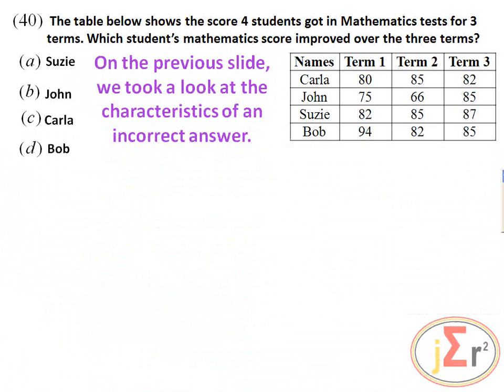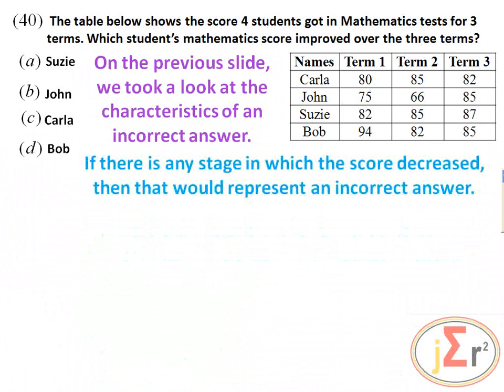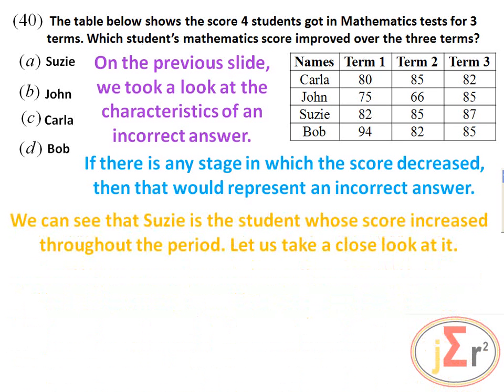On the previous slide, we took a look at the characteristics of an incorrect answer. If there is any stage in which the score decreased, then that would represent an incorrect answer. Is there any stage in which the score decreased? We can see that Susie is the student whose score increased throughout the period. Let us take a closer look at her performance.